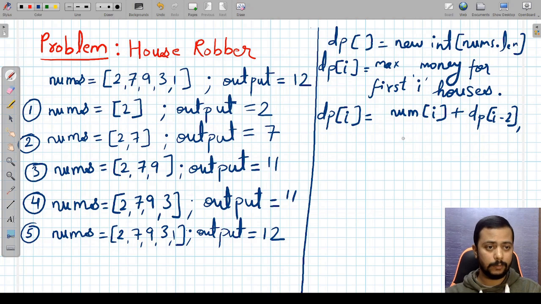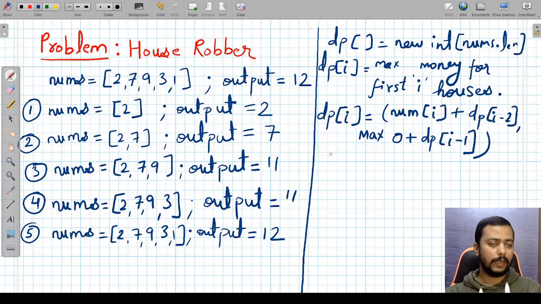The other possibility is that I don't rob the ith house. If I don't rob the ith house, what is the amount of money that I can get? It will be zero, because I have not robbed the current house. It's not giving me anything, but I can consider the previous cell. And ultimately I just need to take max of both these things.